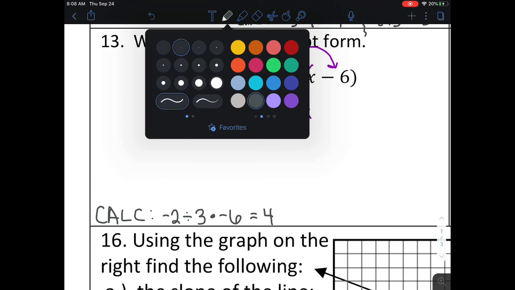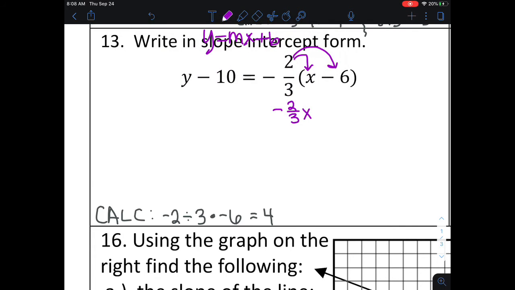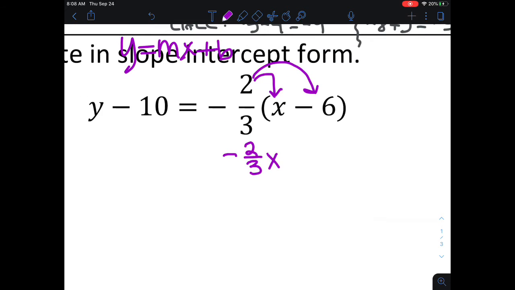Okay, so let me go back. So that should again be positive 4, so that's going to be plus 4. And then the rest of this equation is just y minus 10.